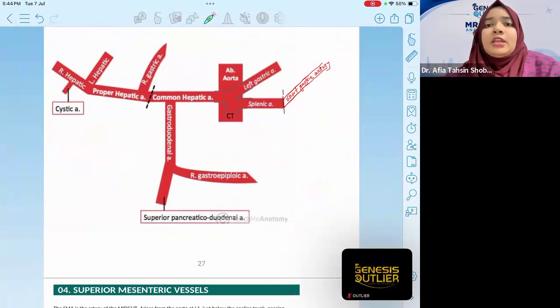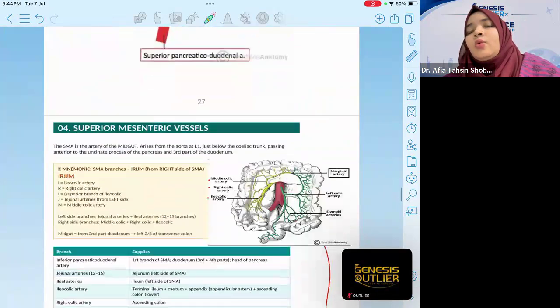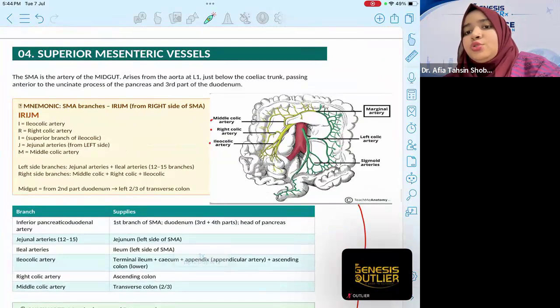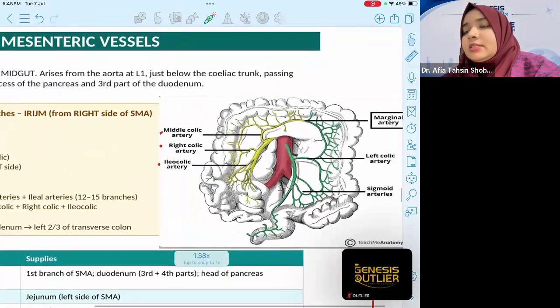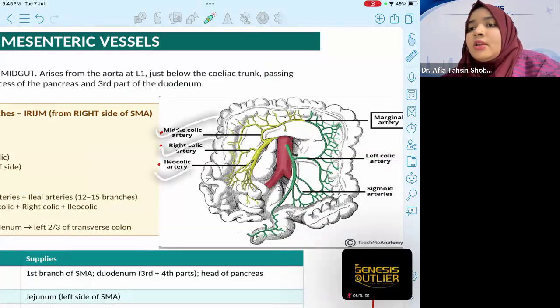This simple diagram will help you remember the branches. Now come to the superior mesenteric vessels. Just from here, you should know the superior mesenteric vessels' branches. What is the vertebral level of its origin? It is L1. It is an anterior branch of abdominal aorta, right? So its main branches are middle colic artery, right colic artery, and ileocolic artery. Start from here: ileocolic, then right colic, then middle colic. Okay.